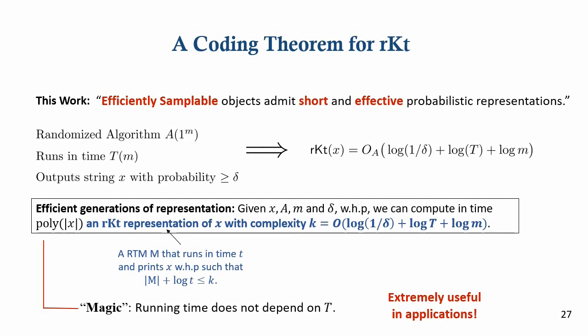And here, an rKt representation of X with complexity at most K means a randomized Turing machine that prints X with high probability, such that the size of the machine plus the log of its running time is at most K. The key here is that the running time of this procedure is polynomial in the length of X, and it does not depend on the running time of the sampler. And using this feature, we further show that there's an instance-based search to decision reduction for rKt, which I will explain next.